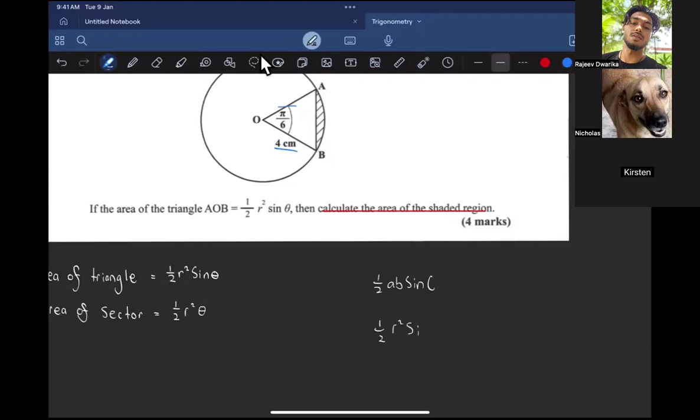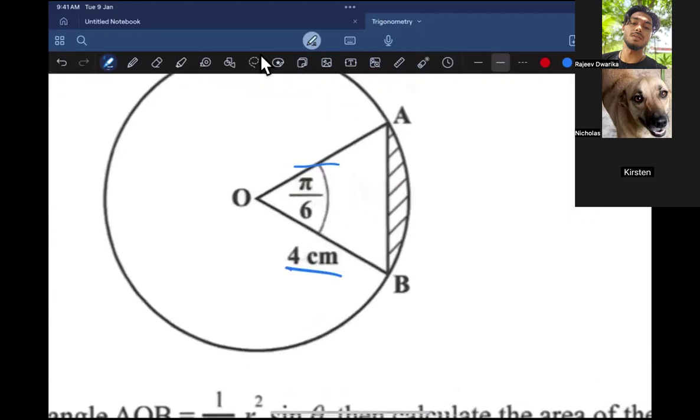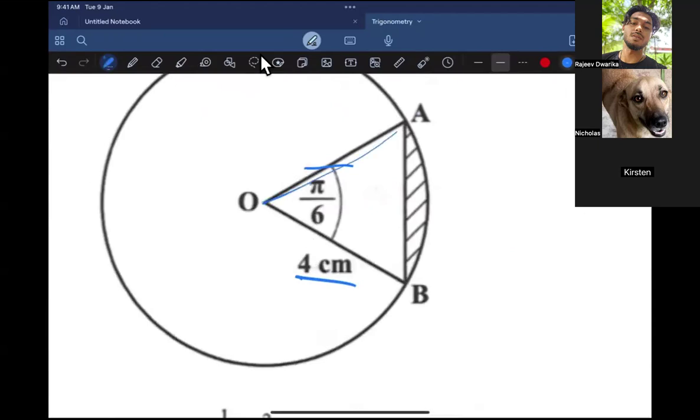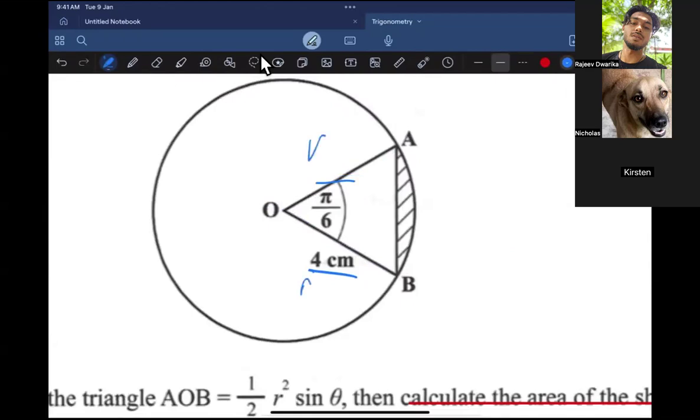The 4 is coming from the center. What do you mean before coming from the center? The point O and D going, so both of them are radii. So this is R, this is R.